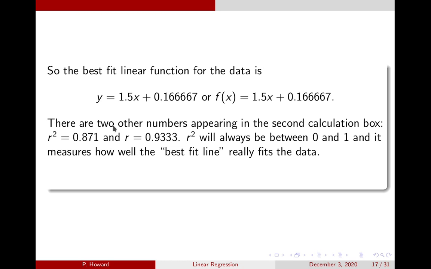So the number r squared will always be a number between 0 and 1. And as you probably have guessed, you get the value of r squared by squaring the value of r. And this is supposed to be a measure of how well the best line, in our example, how well this line really fits the data.